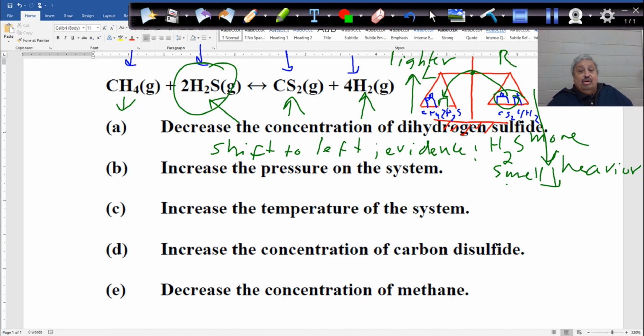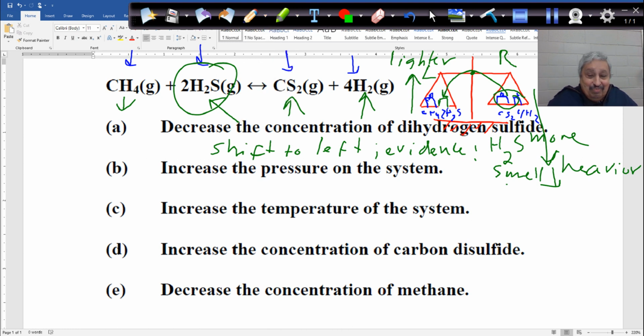So how about if you increase the pressure? Can I take this one out? Now we know the shift to the left, H2S is more, correct? So now, how about if I increase the pressure? So how can I get by this? All of them are gases, so what will I do?